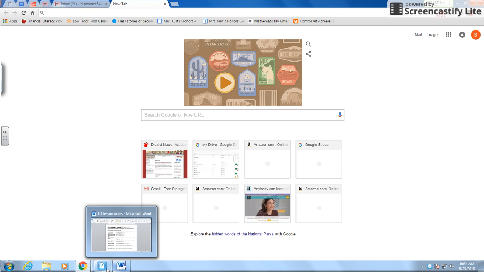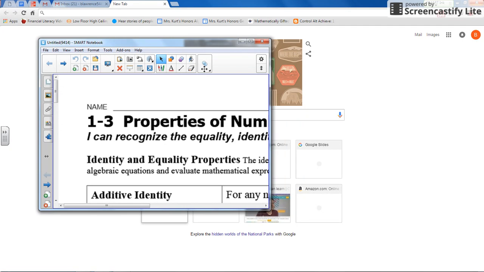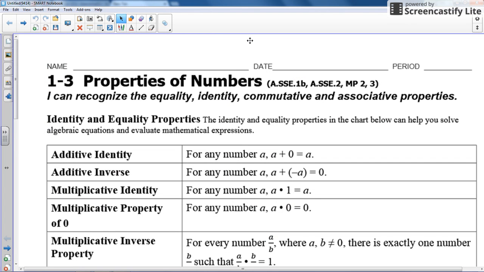Hello, everybody. We have a new lesson today. Section 1.3, properties of numbers.